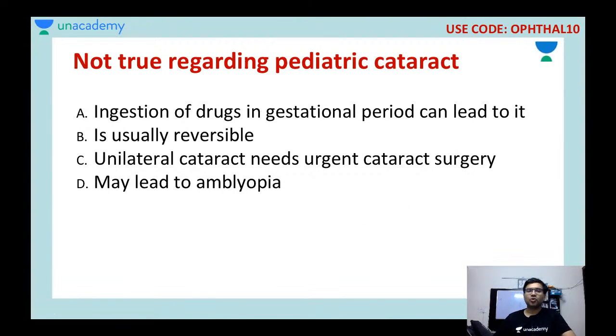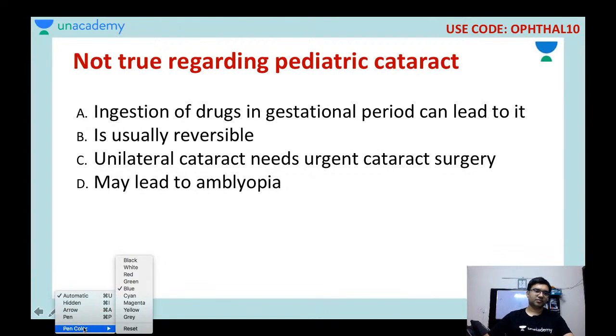The next question is: which is not true regarding pediatric cataract? Your options are: injections of drug in gestational period can lead to it; it is usually reversible; unilateral cataract needs urgent cataract surgery; may lead to amblyopia. So definitely the answer here is B.